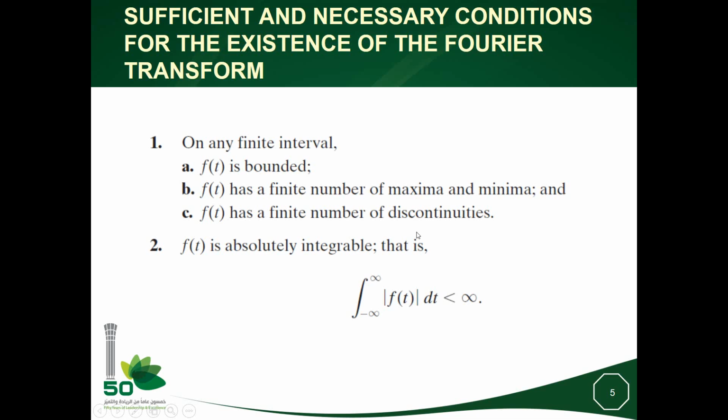The existence of the Fourier transform is related to some conditions that the function f(t) must satisfy. On any finite interval, f(t) should be bounded. f(t) should have a finite number of maxima and minima. And of course, f(t) has a finite number of discontinuities. And f(t) should be absolutely integrable from minus infinity to plus infinity.